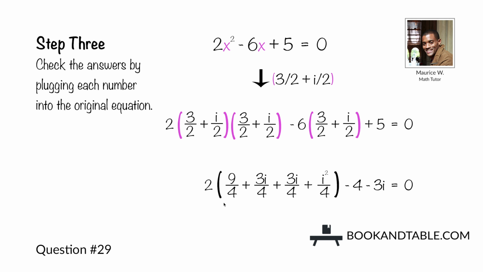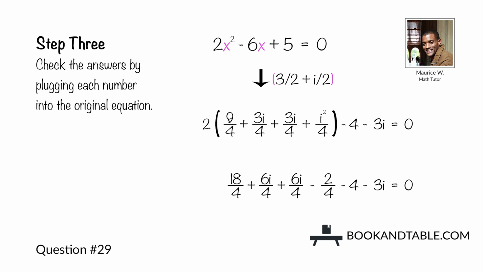So now we can expand this part of our expression here by distributing 2 to each of these terms. When we do so, we get 2 times 9, which is 18, over 4. We get 2 times 3i, which is 6i, over 4. 2 times 3i is 6i, over 4. And 2 times negative 1 is negative 2, over 4. Minus 4 minus 3i is equal to 0.